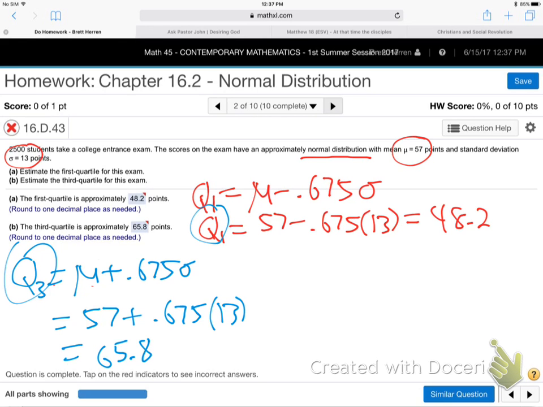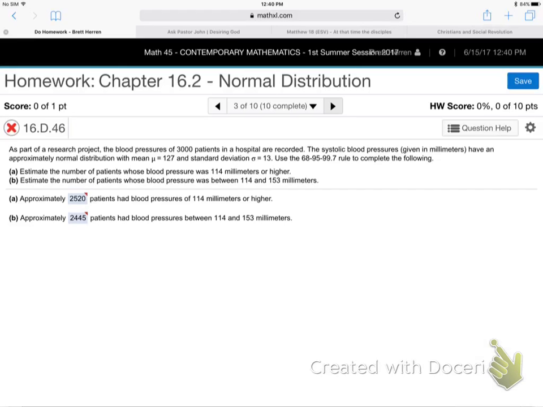Okay. So this one, they're going to actually ask the number of people. So we're going to get the percentage and then multiply by the total number. All right, here we go. Research project, blood pressures, and so on. And there are the key words: approximately normal distribution. That means the results are belled, humped in the middle, a bell curve with a big pile in the middle.